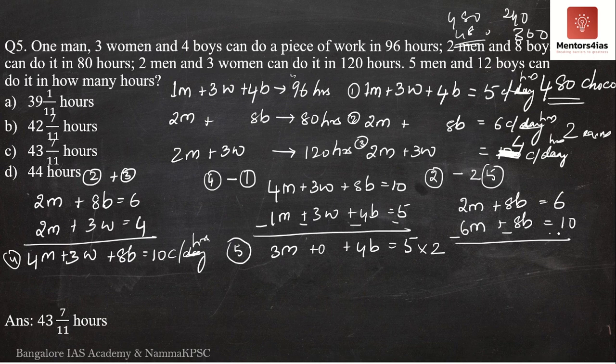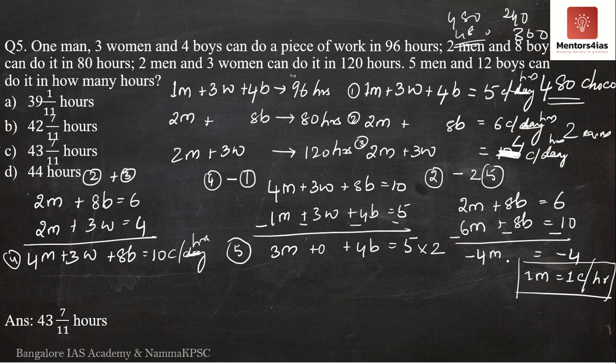Minus and minus and minus. 2 minus 6 is nothing but minus 4. So m is equal to minus 4 over minus 4, the 4 gets cancelled, minus minus gets cancelled. One man eats 1 chocolate per hour. That is what we have found out. One man can eat 1 chocolate per hour.